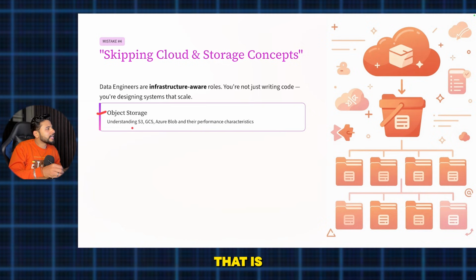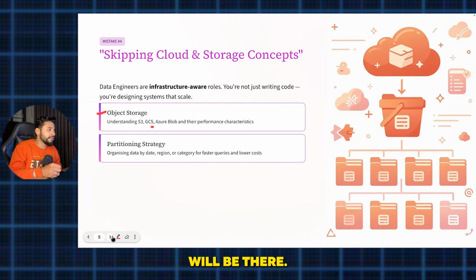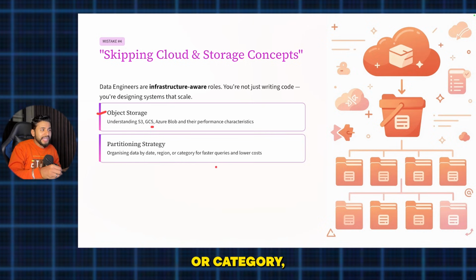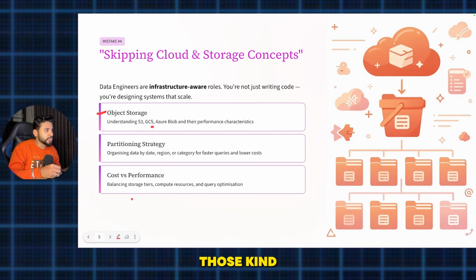Object storage is something you need to understand, like S3 and GCS. Different types of object storage are there, like Azure Blob, and their performance characteristics will be there. Next thing is partitioning strategies, that is organizing the data by date, region, and category for faster queries and lower cost. Basically how you can do those kinds of things.